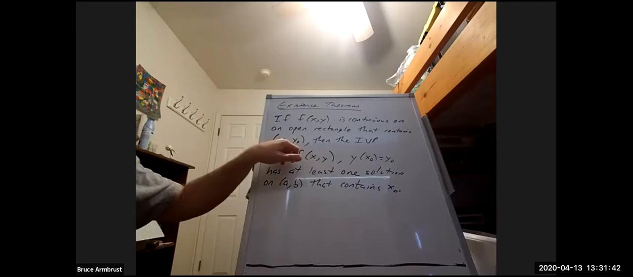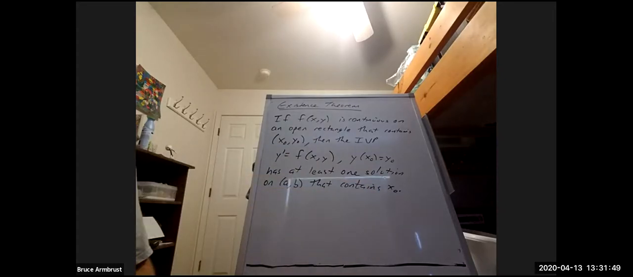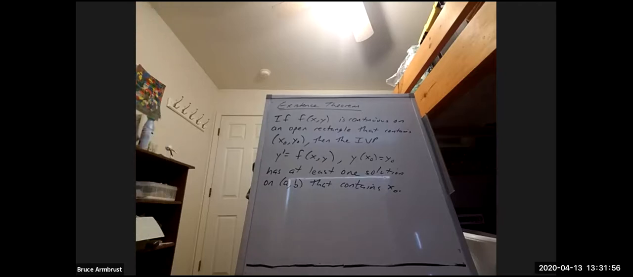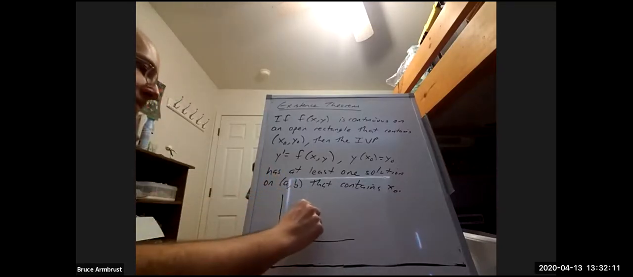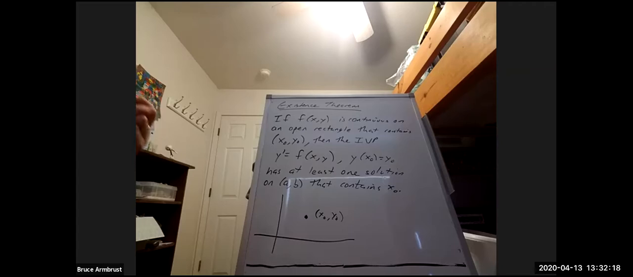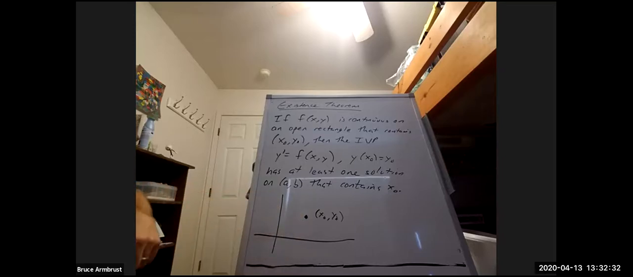Obviously the x naught, y naught, this point, this is our initial value. So this is the point that we get from whatever our given information is. And then we say we need this to be continuous on an open rectangle that contains x naught, y naught. So let me just go ahead and put some coordinates here. So there's our x naught, y naught. The solution to the differential equation is going to go through that point because it's the initial value problem.